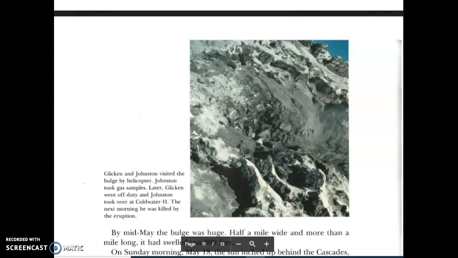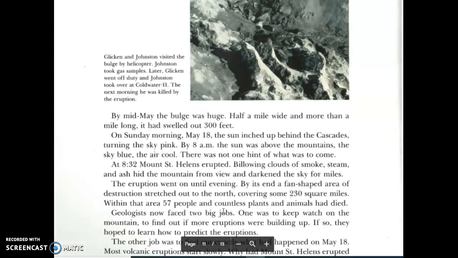This is kind of the aftermath, I think, of that eruption. It says Glicken and Johnston visited the bulge by helicopter. Johnston took gas samples. Later, Glicken went off duty, and Johnston took over at Coldwater 2. The next morning, he was killed by the eruption.